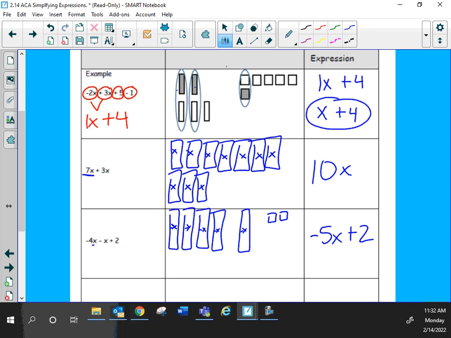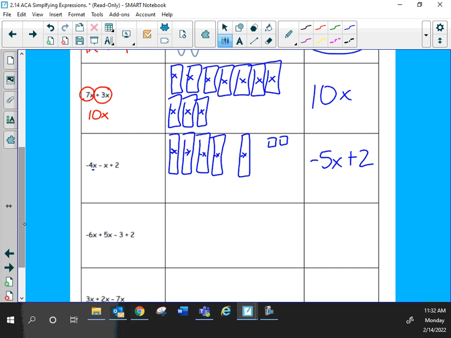Okay, let me do it again. I take the term with the sign in front of it. There's no sign in front, so that's implied to be positive, and then the positive 3x. I only have x's together. That makes 10x. Okay, let's do it one more time.